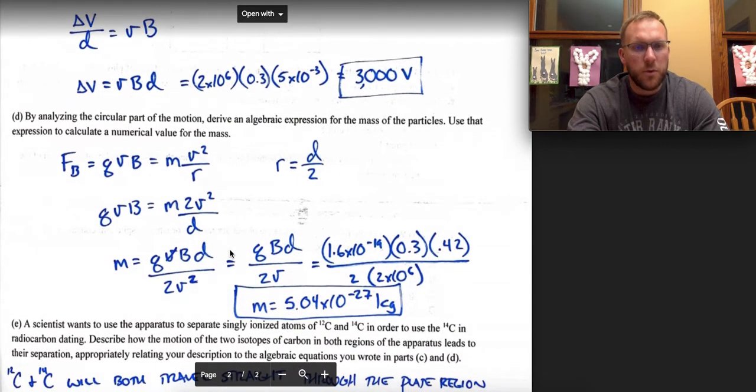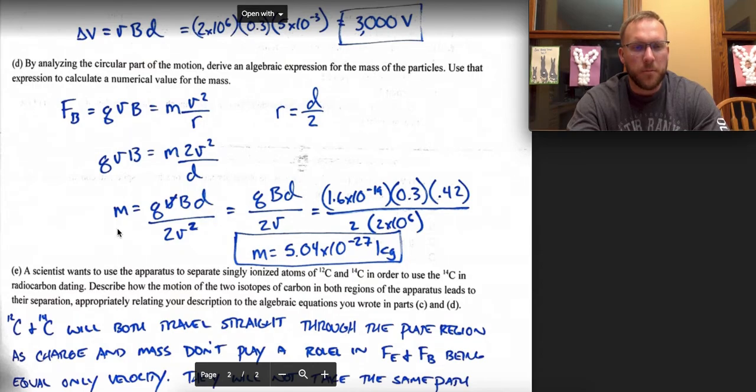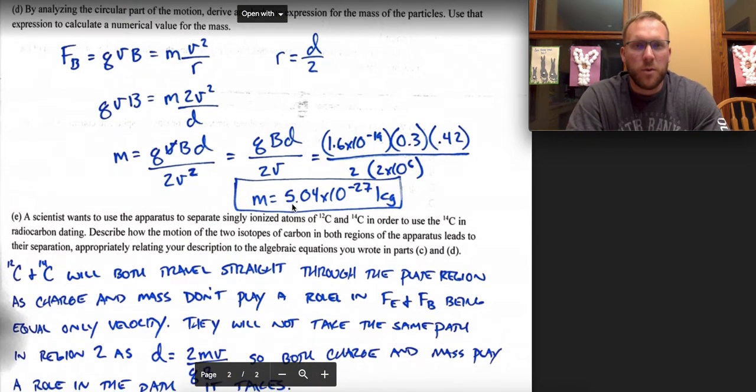Part D wants you to analyze the circular part of the motion and use that to calculate the mass of the particle. So we lose the electric force. It's only the magnetic force, which is QvB, and it's pulling the particle in a circular motion. So based on mass times acceleration, it's mass times v squared over r. I'm going to replace r with d over 2, or half of my diameter, and do a little bit of algebra and solve for m. I get v on the top and v squared on the bottom, so I can cancel one of those out. I'm left with charge times magnetic field times distance divided by twice my velocity. And from that, I get 5.04 times 10 to the negative 27 kilograms.